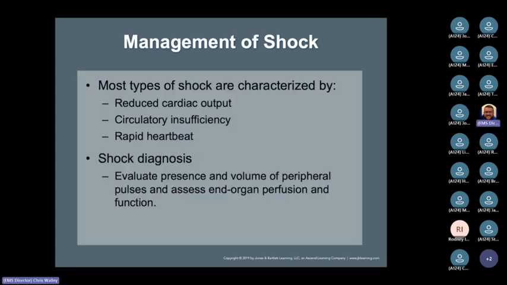All right, so management of shock. What are we going to do? Most types of shock are categorized by reduced cardiac output, circulatory insufficiency, and rapid heartbeat. Determine the presence or absence of shock, evaluate the presence and volume of the peripheral pulses, and assess end organ perfusion and function. A prolonged capillary refill time indicates shock. Mottling, pallor, peripheral or central cyanosis, and delayed capillary refill time may signal the presence of shock.